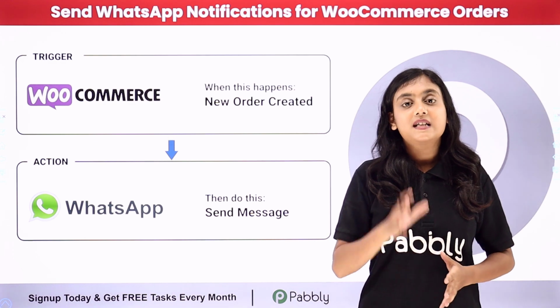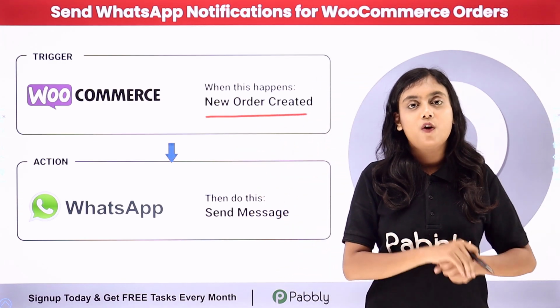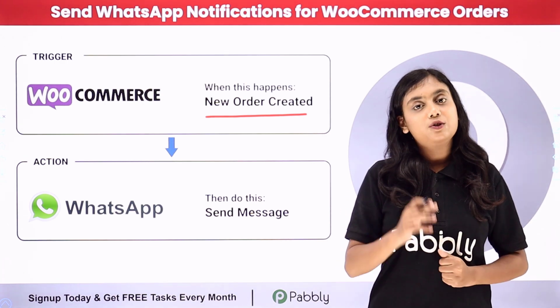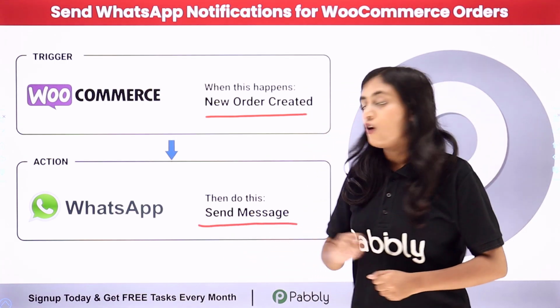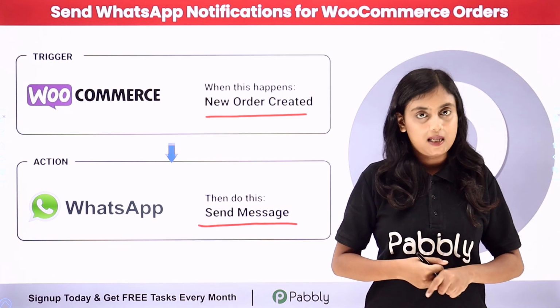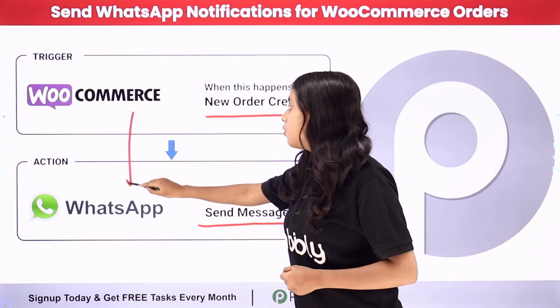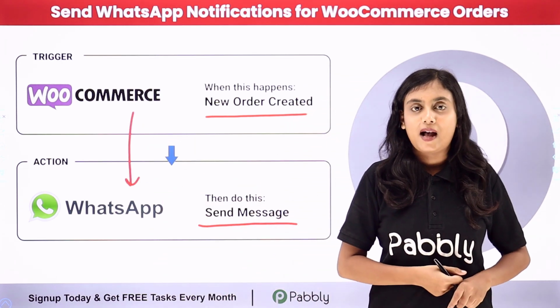So my objective is that as soon as a new order is placed by any of my customers with the help of WooCommerce, a WhatsApp message should automatically be forwarded to their WhatsApp account, confirming the order that they have placed. For that, we are going to simply create an automation between WooCommerce and WhatsApp with the help of Pabbly Connect.